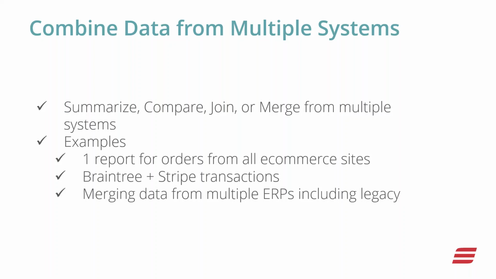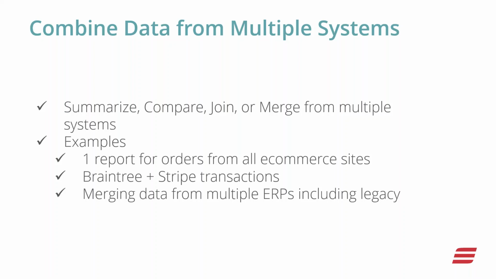I might have just one report that has all of my orders coming from multiple e-commerce sites. I mentioned earlier, maybe Amazon, maybe eBay, maybe I have a custom website built in Shopify or Magento or WooCommerce. I could have one report that combines all of the orders across those 3 or 5 places where I have my data. Or maybe I have a couple different credit card processing systems. So maybe I need to take my Braintree transactions and my Stripe transactions, and I want to see all of the cash that cleared through those systems that day.